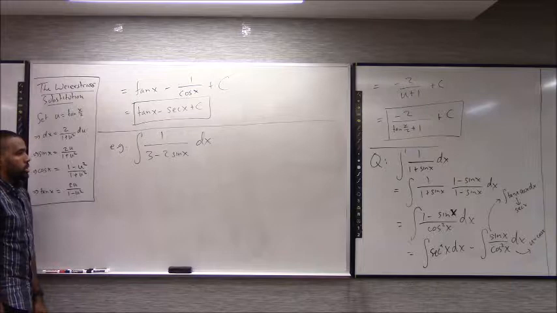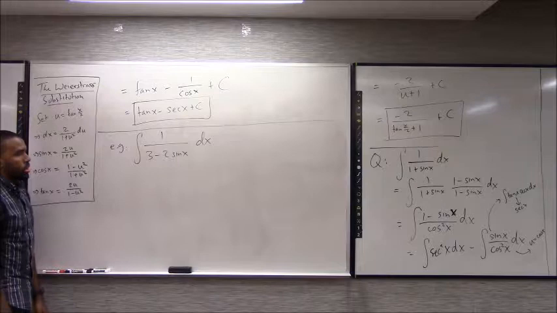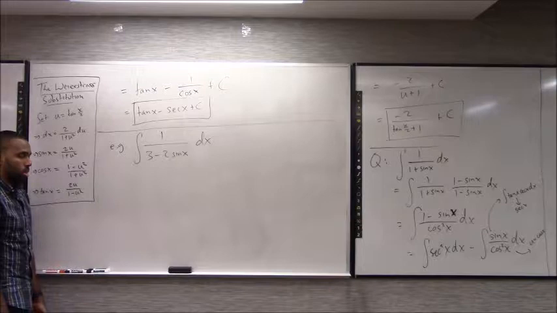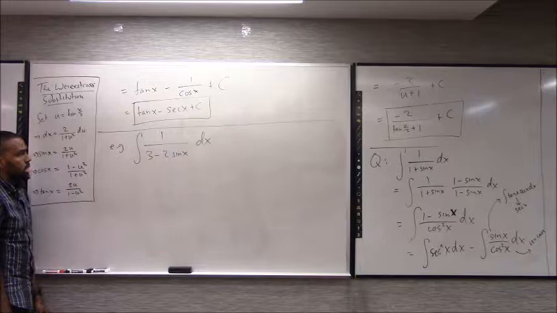Right? So if you had 1 over cosine squared plus 1 or something like that, that's actually going to be a little bit annoying to get around. So here, the Weierstrass substitution does have, at least from my point of view, a clear benefit.